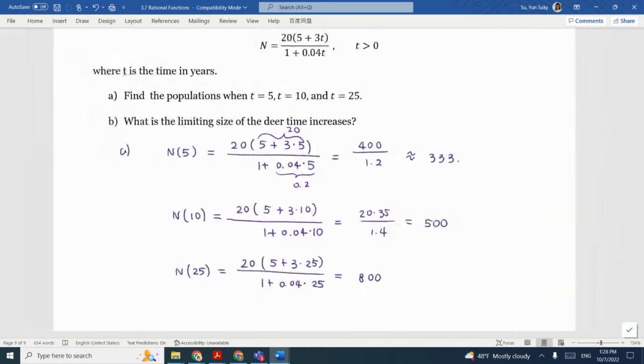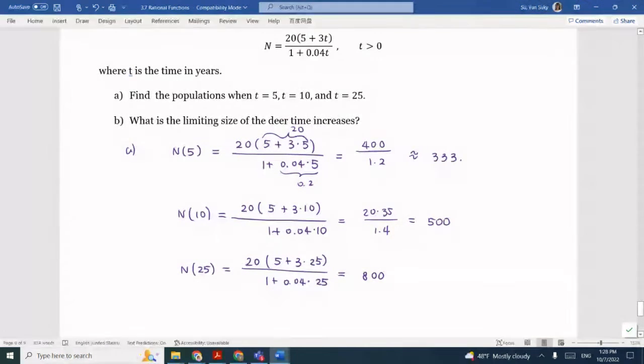Okay, so part A is easy, right? We plug in the t equals those numbers to evaluate the function. Part B, what is the limiting size of the deer as time increases? So as time increases, what happens? Okay, well, that is the same as saying we want to let t go to infinity.